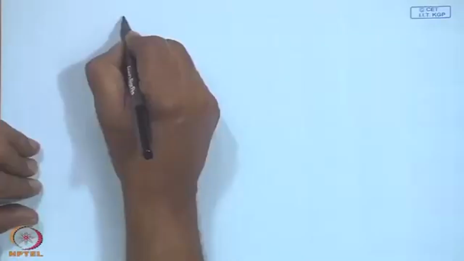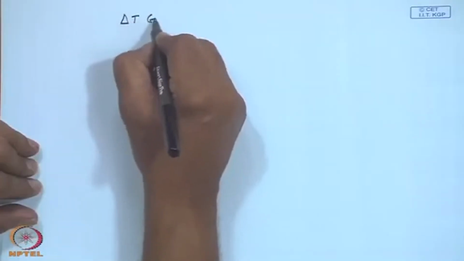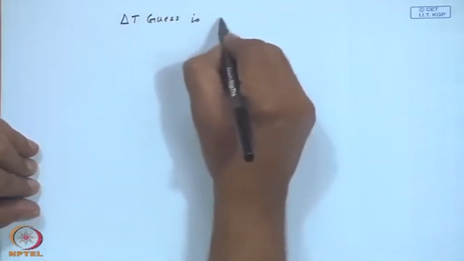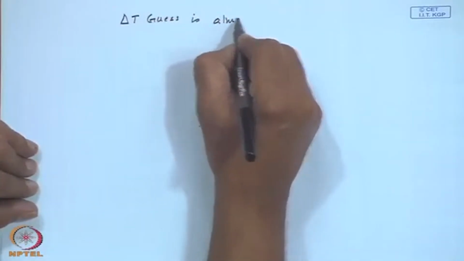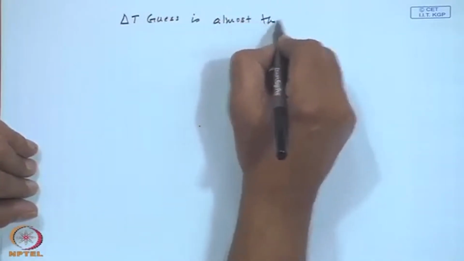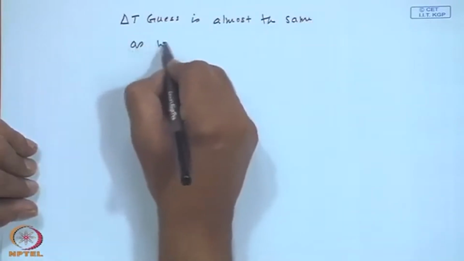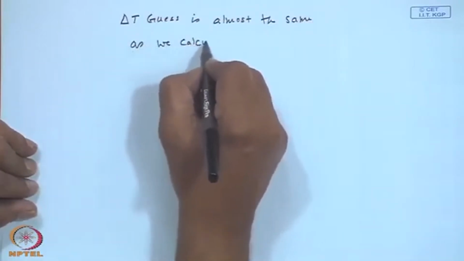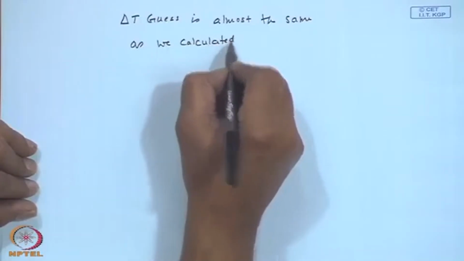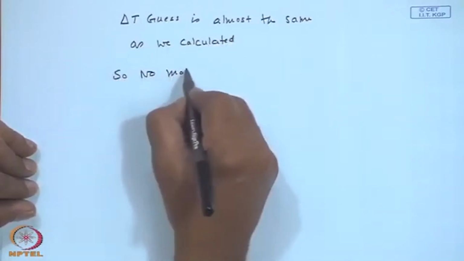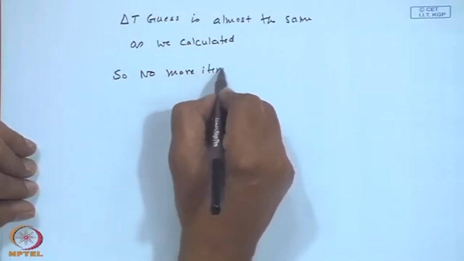So, the delta T guess is almost at least the same as we calculated. So, no more iterations.